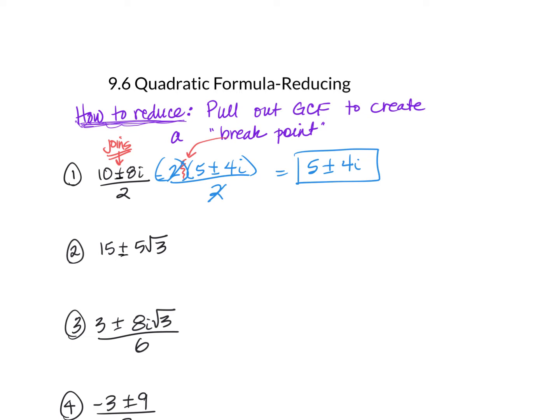So let's look at number 2. Looks like I forgot the denominator. This is going to be over 10. All right, my GCF on the top, I would factor out, looks like a 5. So I would have 5 times 3 plus or minus the square root of 3 over 10. Now, I can't mess with the 3's, but I can reduce. The 5 will go into 10 and leave me 2, right? So then my final answer would be 3 plus or minus the square root of 3 over 2.